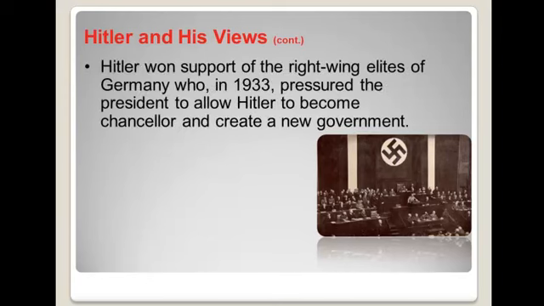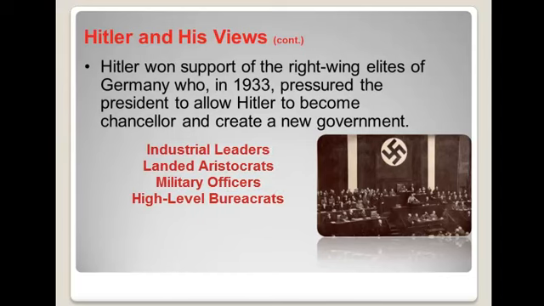Okay, Hitler won support of the right-wing elites in Germany, who in 1933 pressured the president to allow Hitler to become chancellor and create a new government. Now, who were these right-wing elites? Well, they were industrial leaders, landed aristocrats, military officers, and also high-serving members of the current bureaucracy.